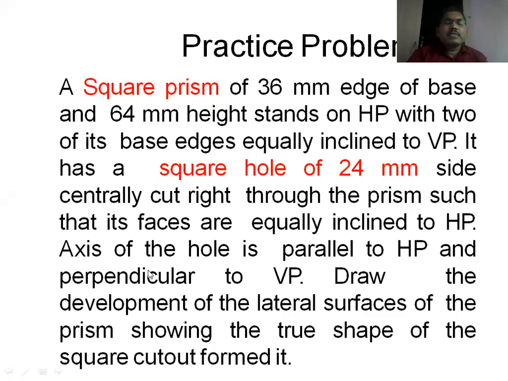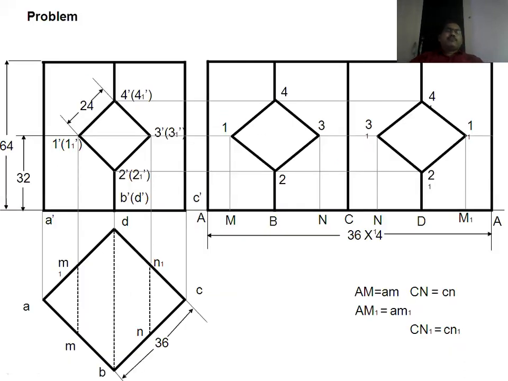Then the axis of the hole is parallel to HP and perpendicular to VP. This hole is placed in such a way that the axis is parallel to HP and perpendicular to VP. Imagine the position of the axis of this square hole. Now I will show the solution of this problem, then we'll discuss how it is.